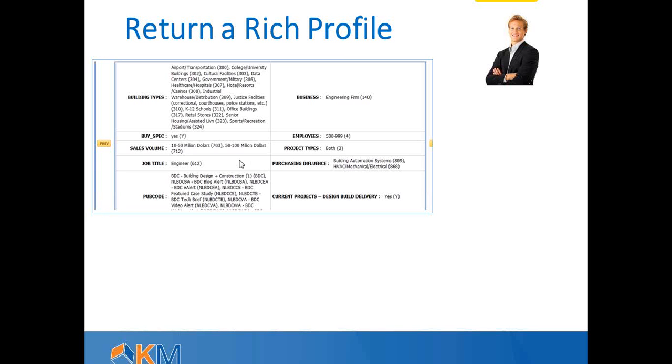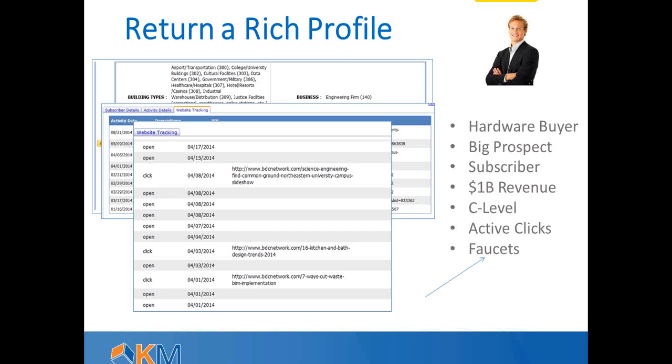So instead of saying, here's a guy who has visited some websites, what we're doing, and what Scranton and these guys are doing that's smart, is they're saying, we know who this is. We know from his profile he's a hardware buyer. He works at a very large prospect. He is a subscriber. He works at a company with $1 billion in revenue. His title puts him in the C-level category. He's a very active clicker, and his primary topic of interest is faucets.